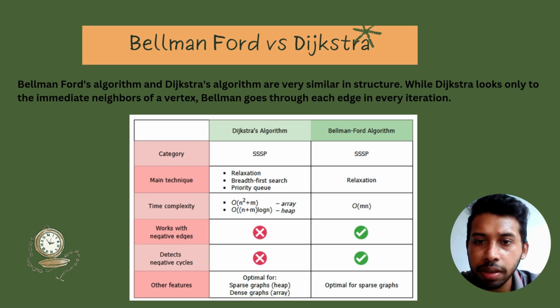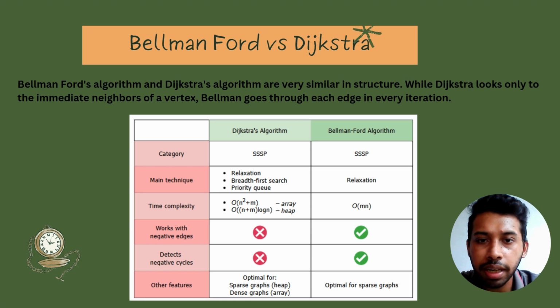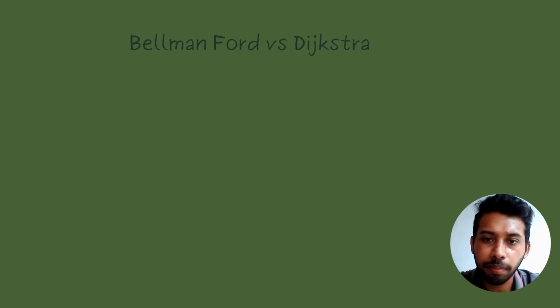Fifth one, optimal for sparse graphs. Both algorithms are efficient for sparse graphs where the number of edges is much smaller than the number of vertices. In summary, if your graph contains negative edges or you need to detect negative cycles, Bellman-Ford is the way to go. However, if your graph has only non-negative weights and you want faster performance, Dijkstra is a better choice.